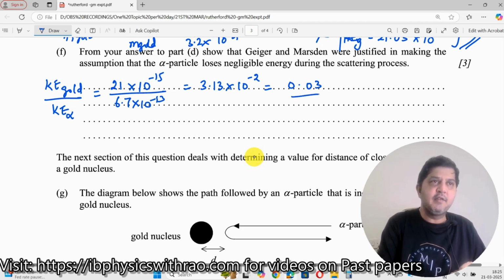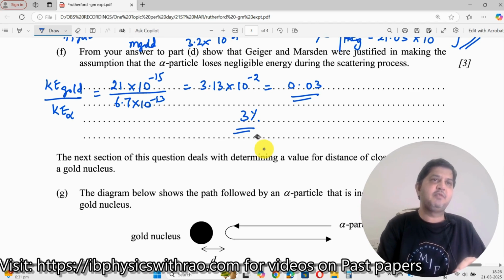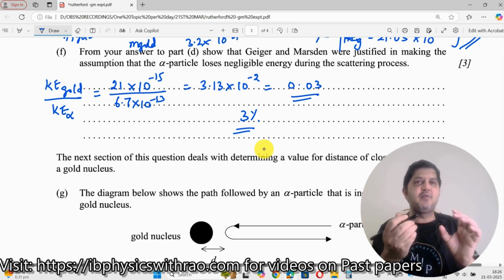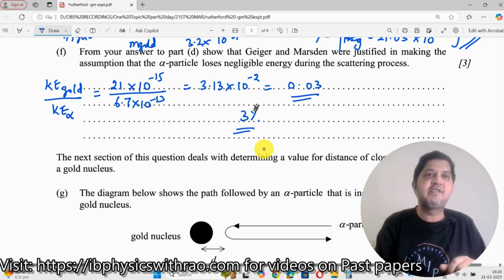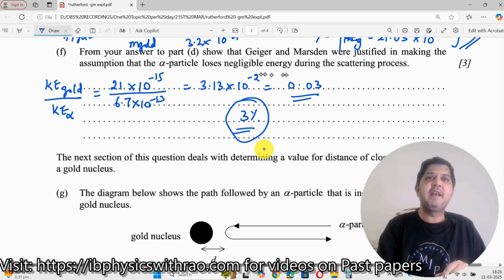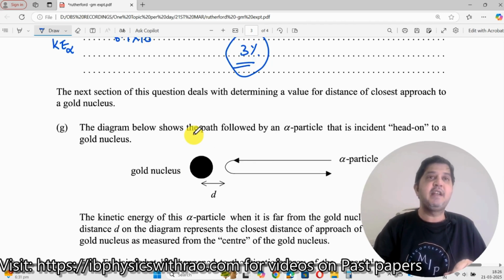So what is this now? The ratio here, if I take it as a percentage, comes out to be around 3%. Okay, what does it tell you? That means the alpha particle doesn't lose much energy. According to it, it loses only 3% of the energy. It does not pass through the nucleus, it gets a head-on collision with the nucleus and gets deviated. Only this much energy has been lost. So naturally you can say the energy that is being lost is almost completely negligible, right? So we are able to prove this also. Then you need to write down that argument.